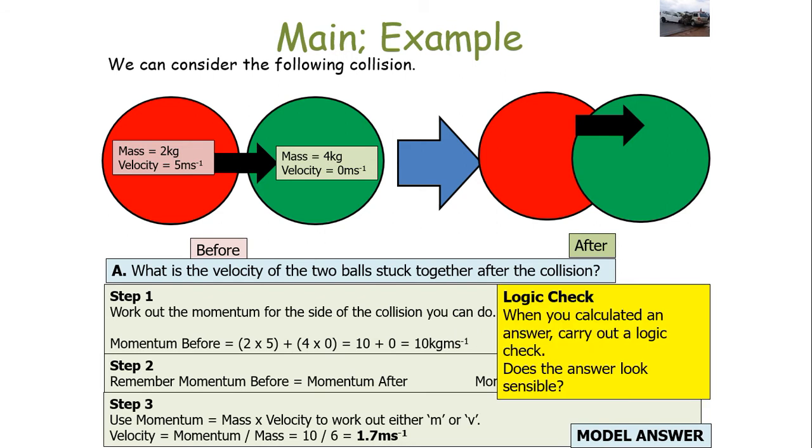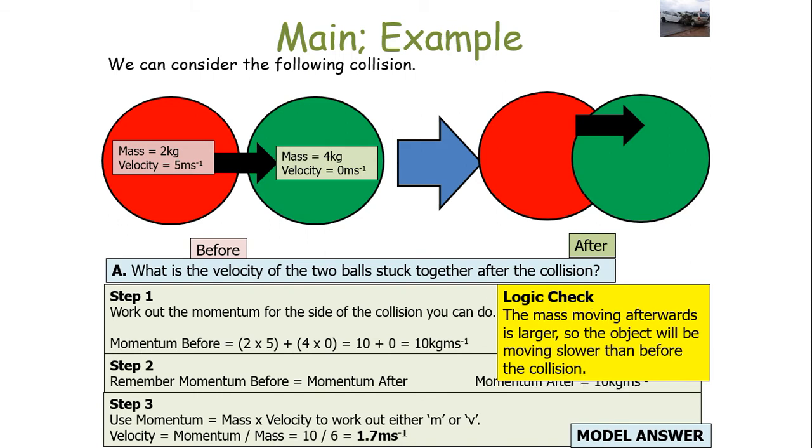Now when you've calculated your answer, you then carry out a logic check. Does the answer look sensible? Now let's think about it. There's only one object moving before the collision and it's got a mass of 2 kilograms. So afterwards, the object moving has a mass of 6 kilograms. So the object in motion has gotten more massive, so therefore to compensate, it'll be moving slower. So the answer has to be less than 5, and it is, because 1.7 is less than 5. The answer passes our logic check.